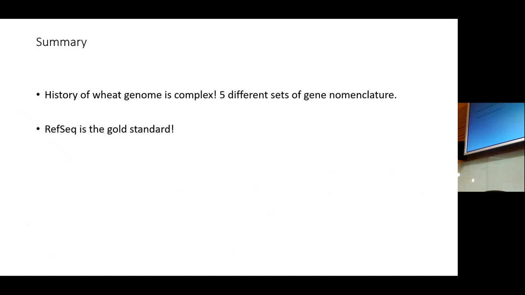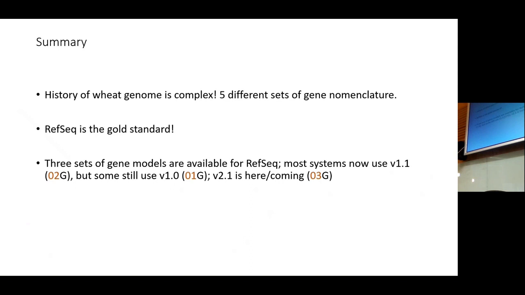If you use any genome assemblies, obviously the RefSeq assemblies are sort of the gold standard. Don't use the CSS, don't use the TGAC. Everything will be much easier if you use the pseudochromosome assemblies, right? And for the RefSeq, we have 3 sets of gene models at the moment.